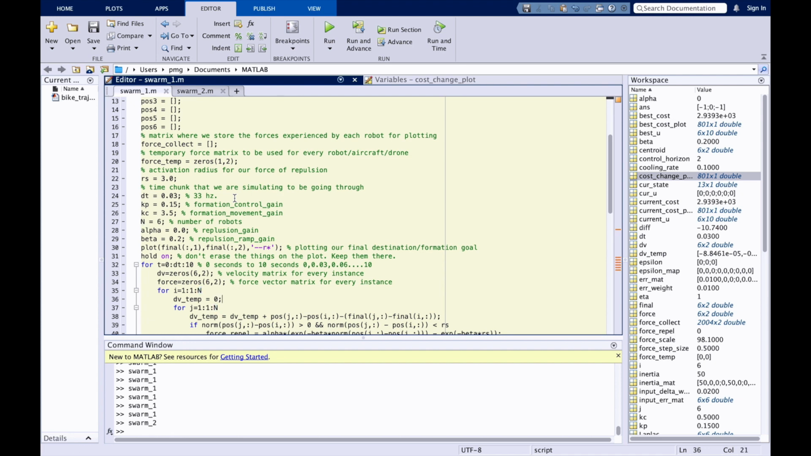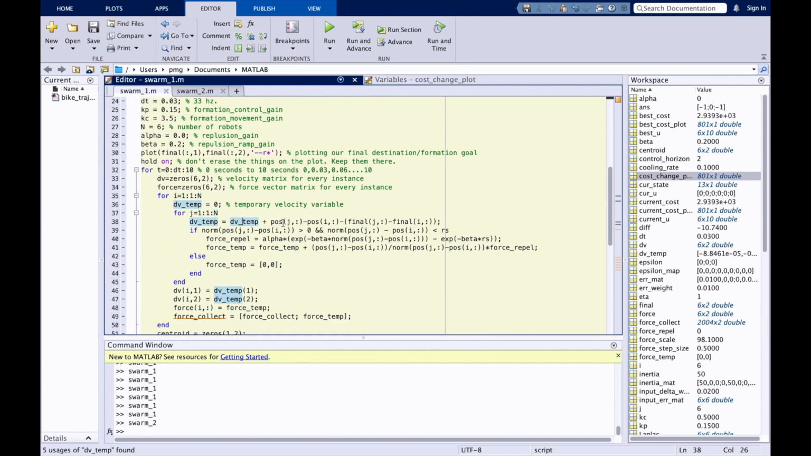We say that our temporary velocity is 0. Temporary velocity variable 0. We go through another for loop for n robots, and then we say, okay, what is the temporary velocity of this robot? You remember we're doing this for each robot. We're saying for every robot, what is the position that it should be in? So this highlighted section here is the current position. This is the relative position vector of the jth robot with respect to the ith robot.